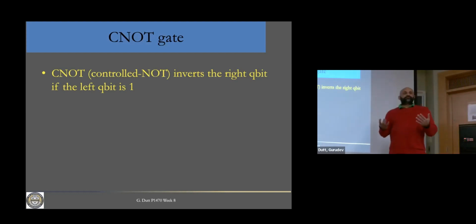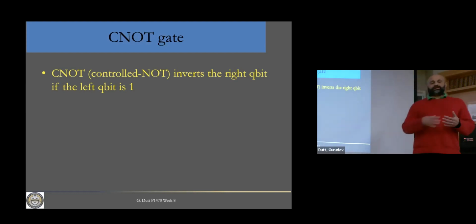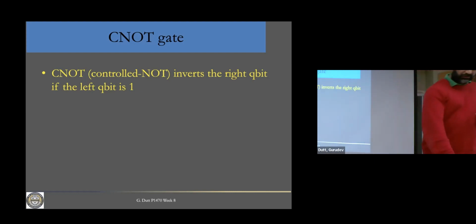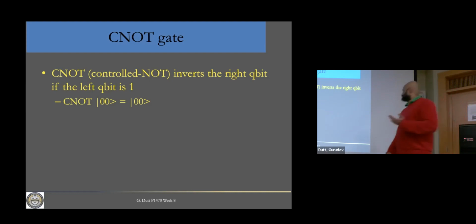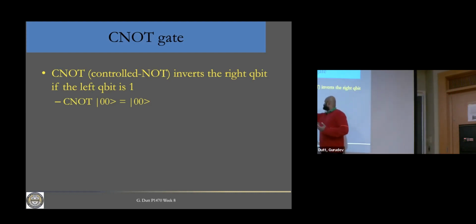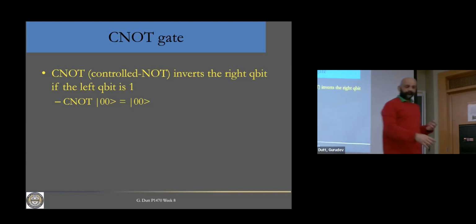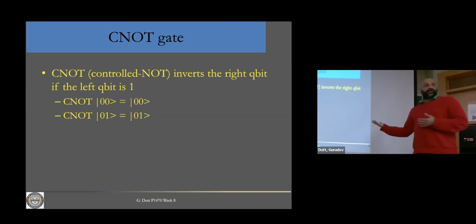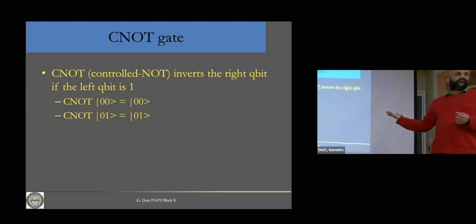What it does is a very simple thing to describe in words. It inverts the right qubit if the left qubit is 1. And if the left qubit is 0, it doesn't touch the right qubit. So it leaves the right qubit alone. We can illustrate it by simply looking at what it does to all the different basis states. So if I put in 0, 0, well, the left qubit is 0, so nothing happens to the right qubit. If the left qubit is again 0 and the right qubit is 1, the output is again 0, 1, because nothing happens to the right qubit.